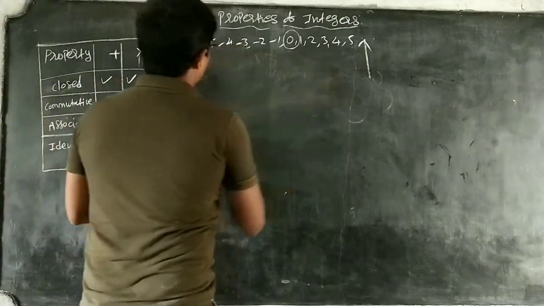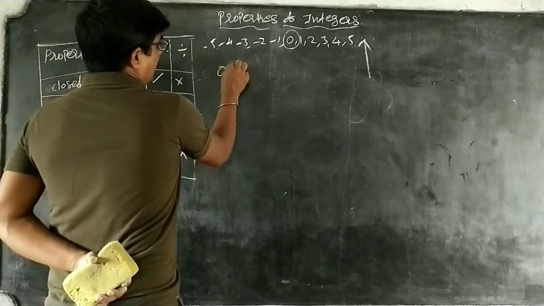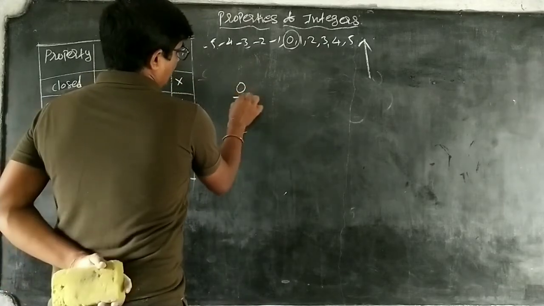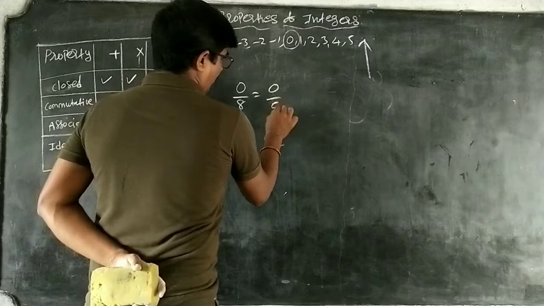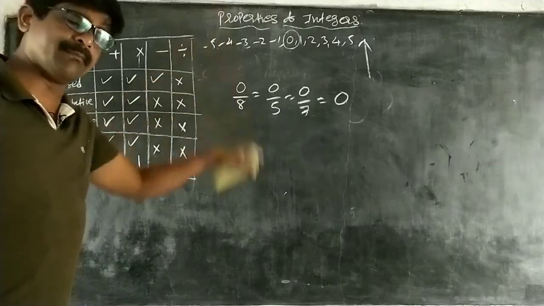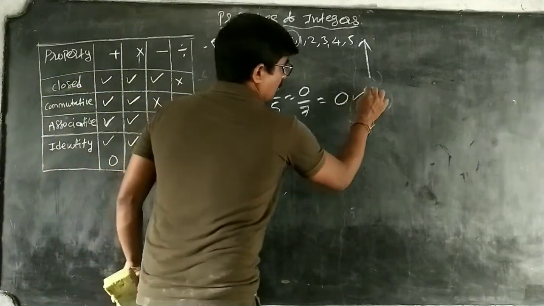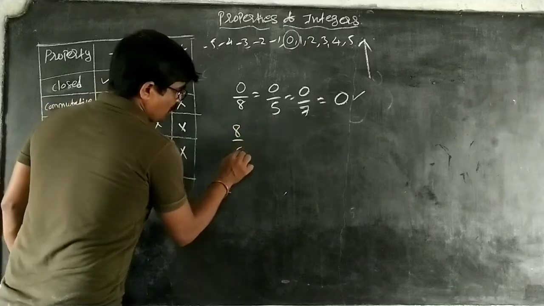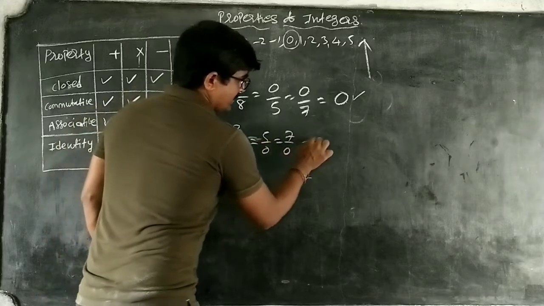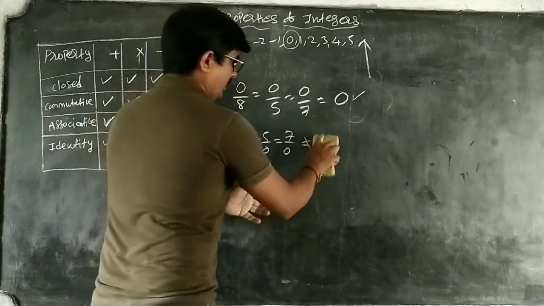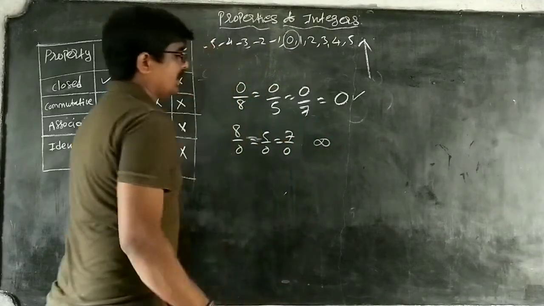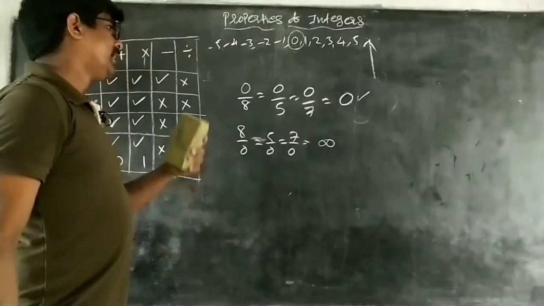But division by 0. 0 by any number, 0 by 8 or 0 by 5 or 0 by 7, that is equal to 0. 0 by any number is equal to 0. But any number by 0, this is undefined, not defined, or infinite. Okay? Next.